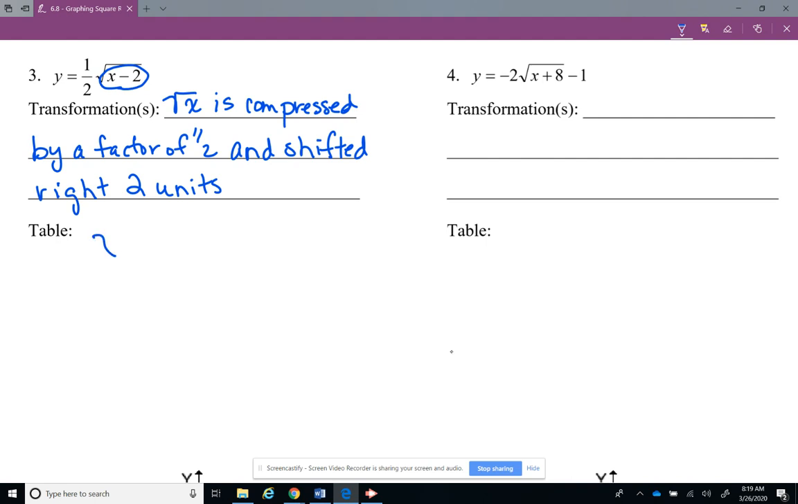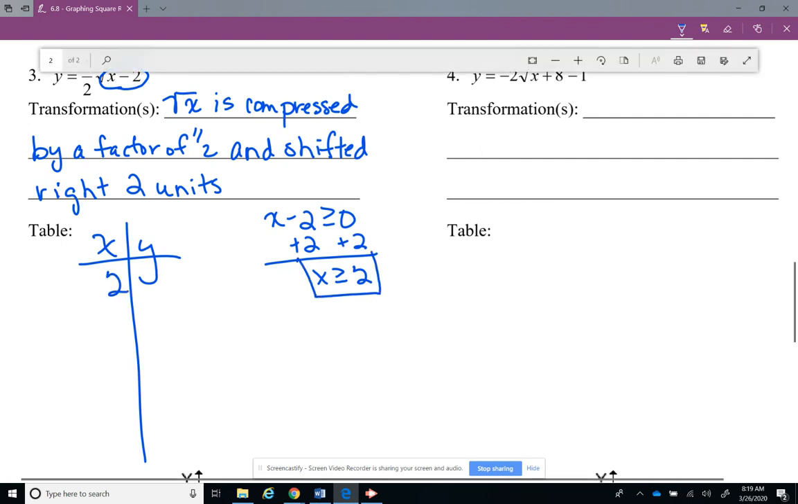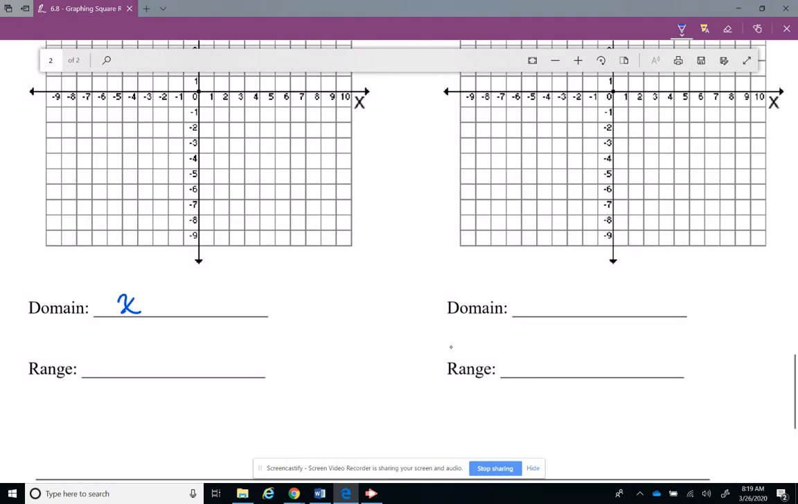All right, the table. So we're going to take what's underneath the radical, x minus 2, and we're going to say it's greater than or equal to 0. We're going to add 2 to both sides. X is greater than or equal to 2. That's the number we're starting with. And we could go ahead and write x is greater than or equal to 2 down at the bottom of your page where it says domain. X is greater than or equal to 2.